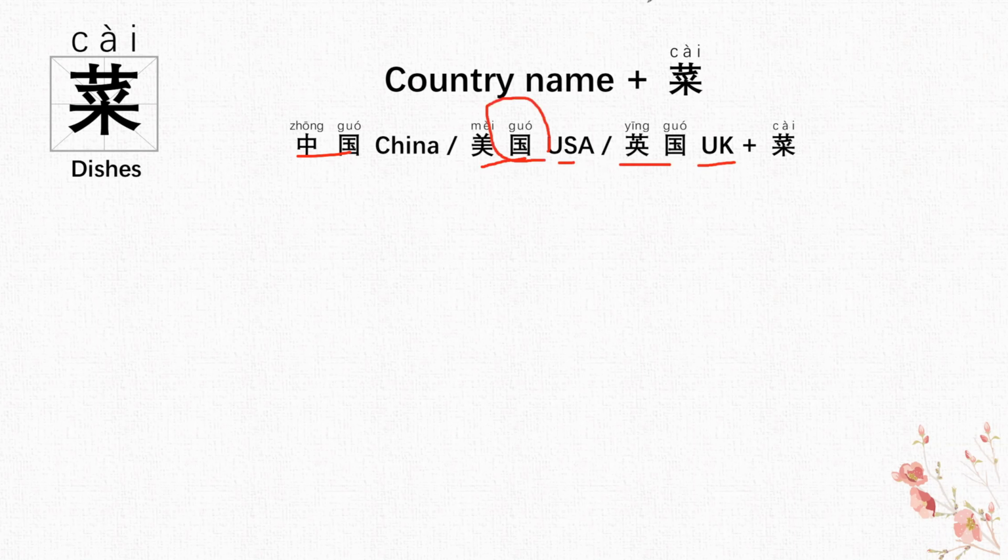国 basically means country. 中 means middle country, China. 美 is beautiful, 美国 USA. 英 means something brave, hero, 英国 UK. So I say 中国菜, Chinese dishes or Chinese cuisine or Chinese food. 美国菜, American food or American dishes. 英国菜 is like British food.